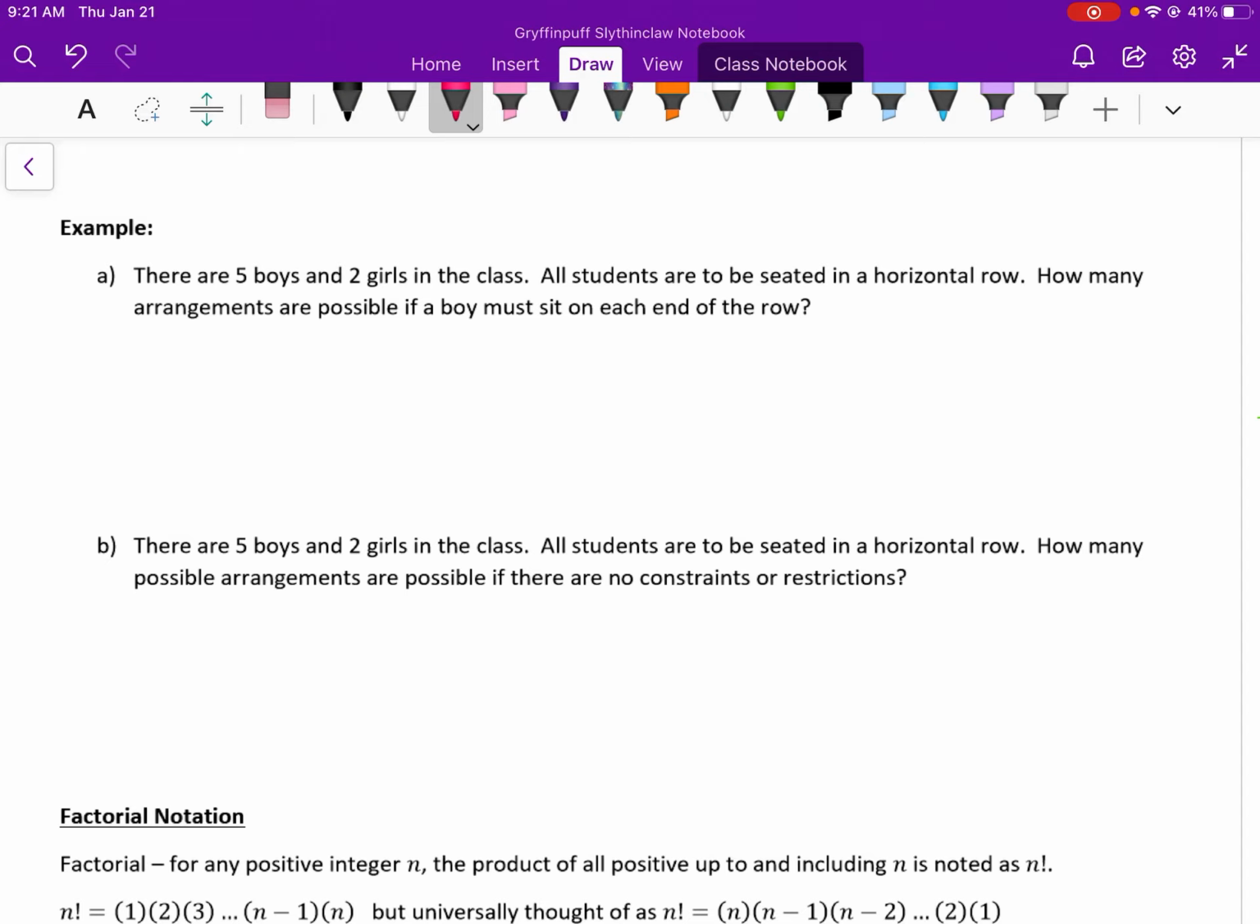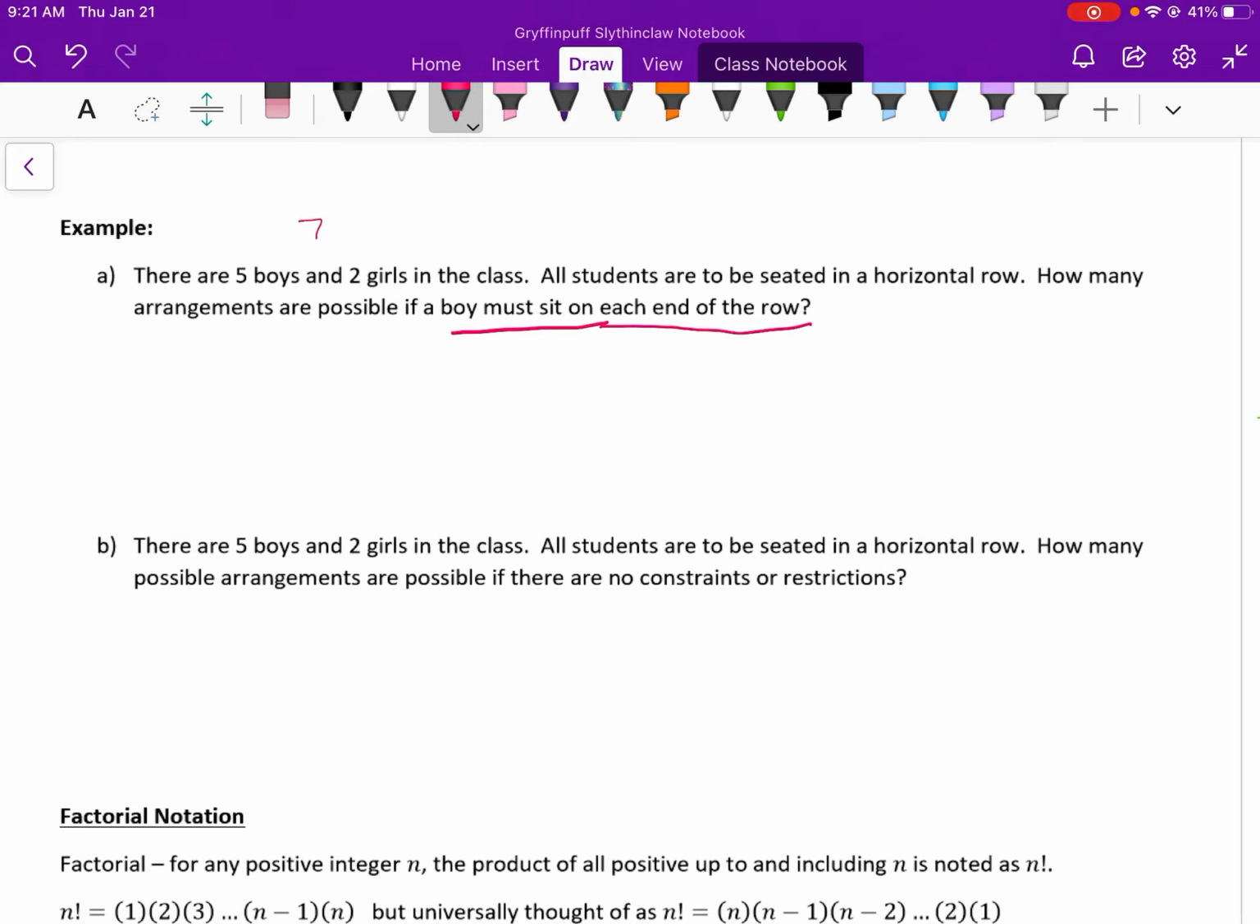Next question. This is a great question. Quite hard though, maybe? There are 5 boys and 2 girls in a class. All students are seated in a horizontal row. How many arrangements are possible if a boy must sit on the end? Oh, sorry. How many arrangements are possible if a boy must sit on each end of the row?